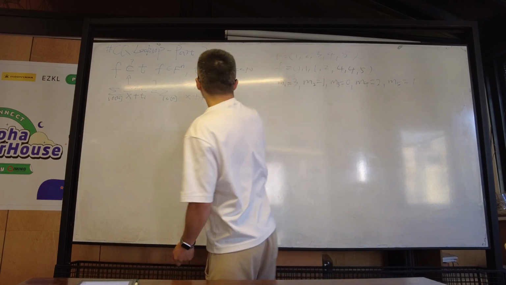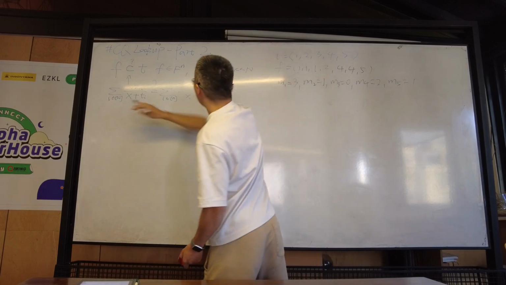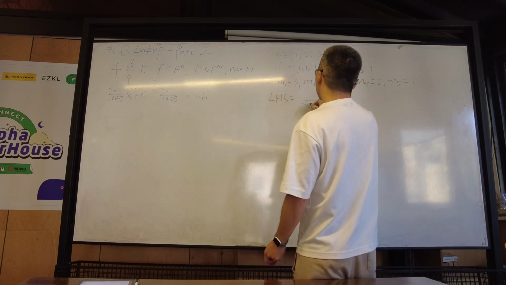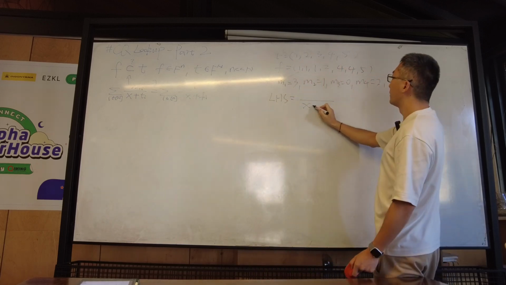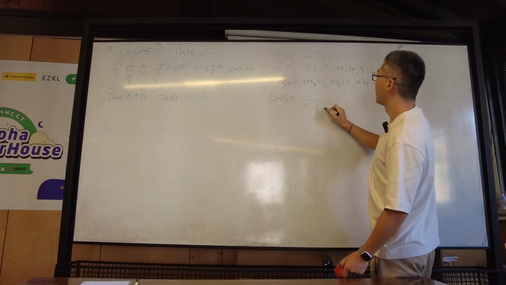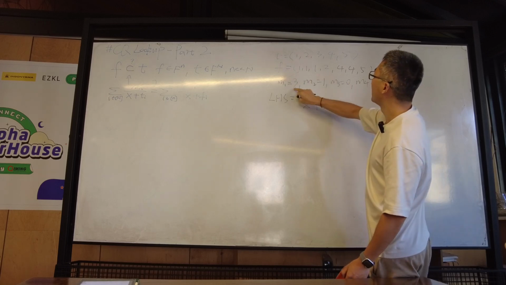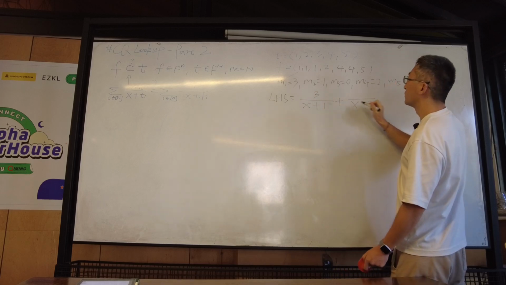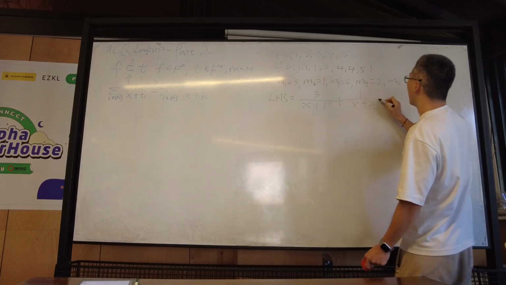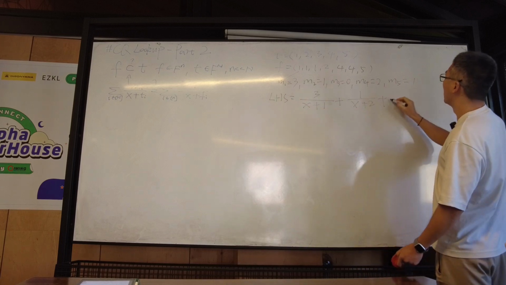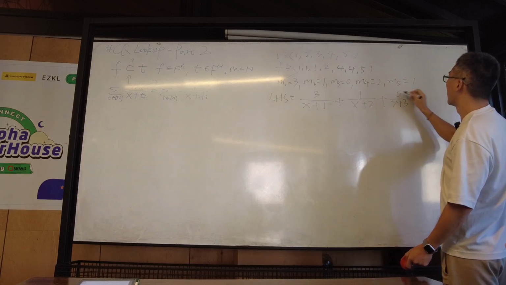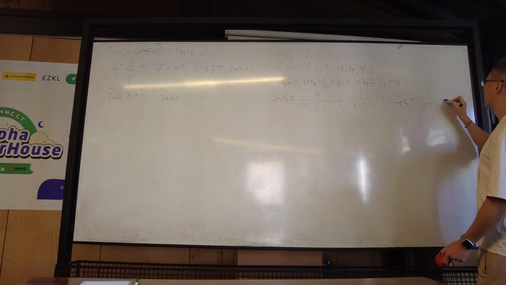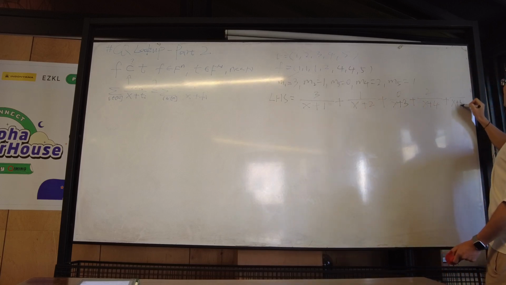Okay, we just sum them together. So the left hand side will be 1 over X plus 1, times m which is 3, then 1 over X plus 2, times 1, then X plus 3 times 0, X plus 4 times 2, X plus 5 times 1.